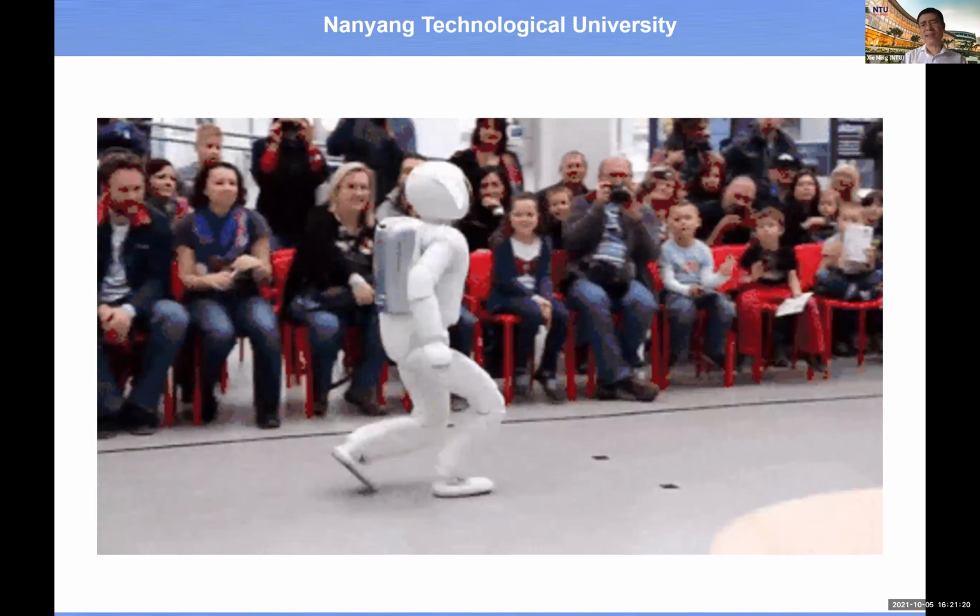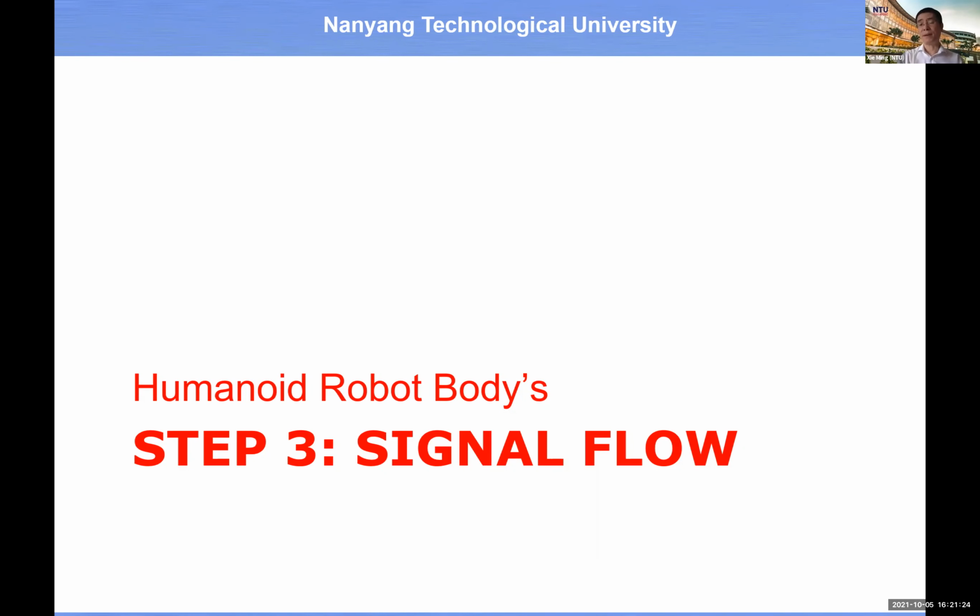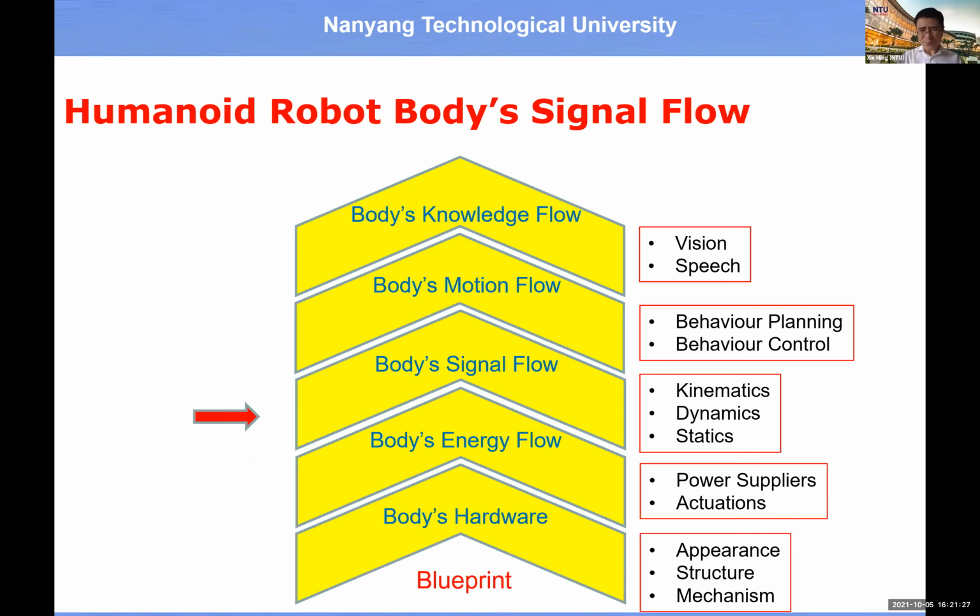And the most complicated step is step 3, the signal flow, because there are a lot of signals involved inside the robot. In particular, we have signals related to motion, and related to force, torque, or energy. The relationships among these signals create 3 pillars in this layer: kinematics, dynamics, and statics. So we have the equations of kinematics, dynamics, and statics. This is quite complicated in terms of mathematics.